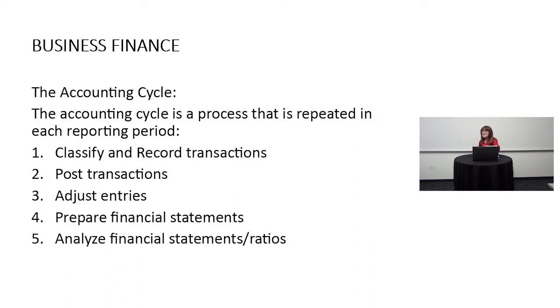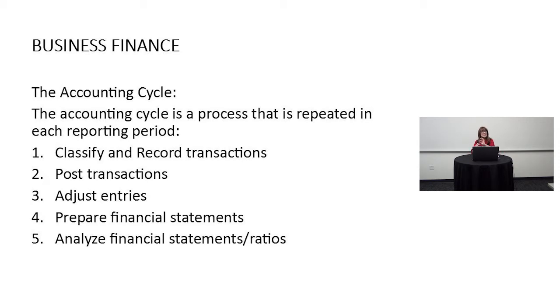The accounting cycle. The accounting cycle is a process that is repeated in each reporting period. 1, you classify and record the transactions. Now think of yourself with a whole bunch of receipts, different kinds of receipts. They've got to be classified. Is it incoming? Is it outgoing? Is it an overhead expense? Is it an expense for a job? That's your first job.